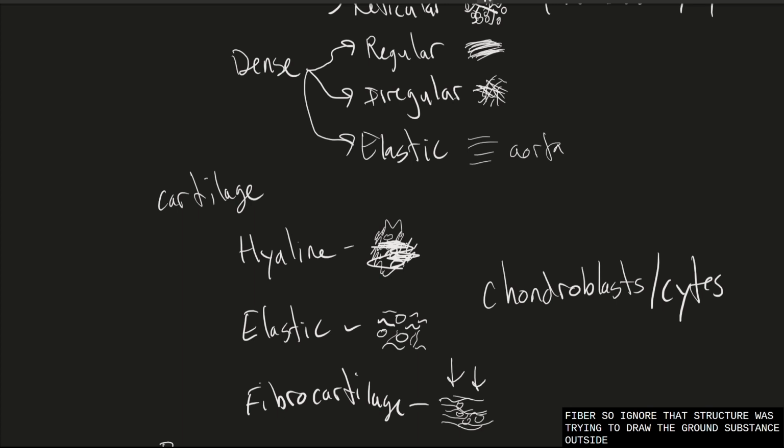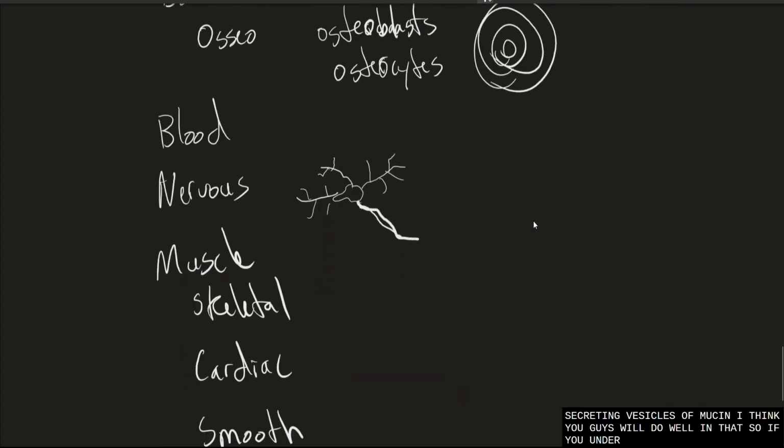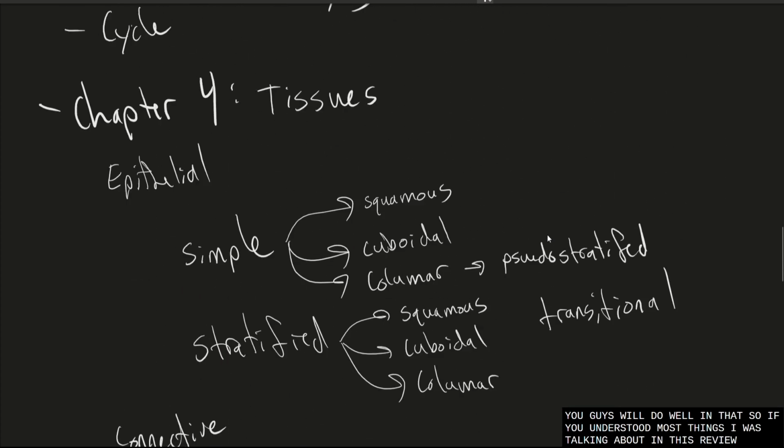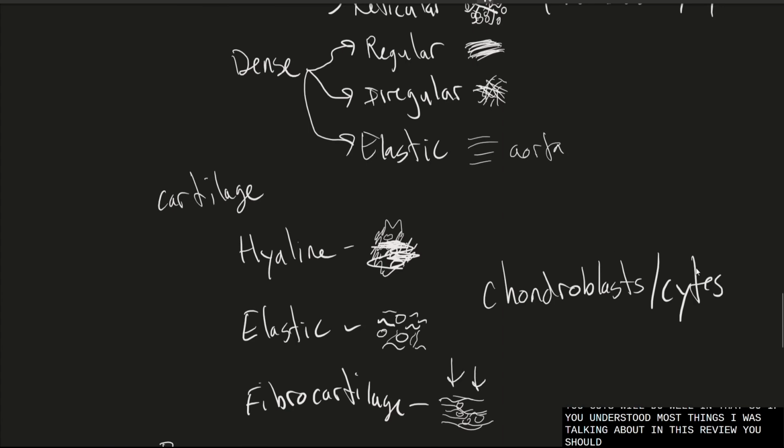So here, remember when we looked at the goblet cell, they have a lot of Golgi in them because they're secreting vesicles of mucin. I think you guys will do well on this. If you understood most things I was talking about in this review, you should do okay.